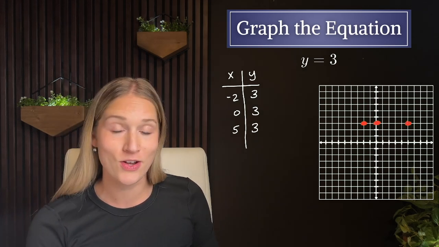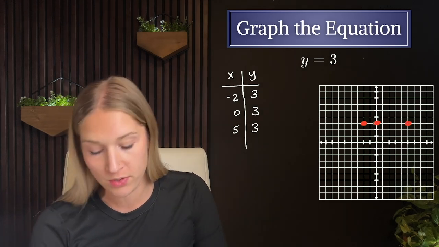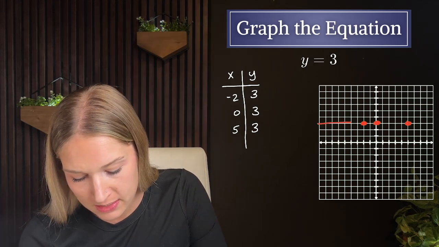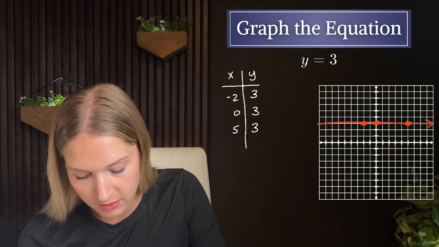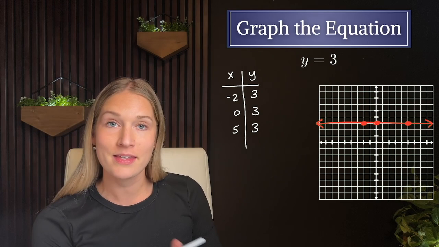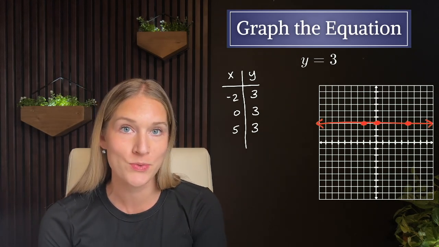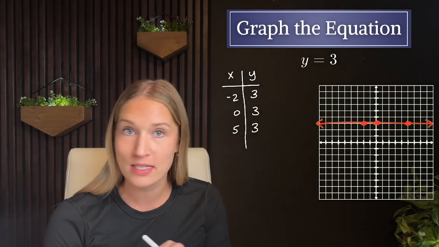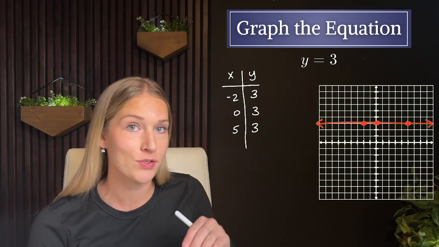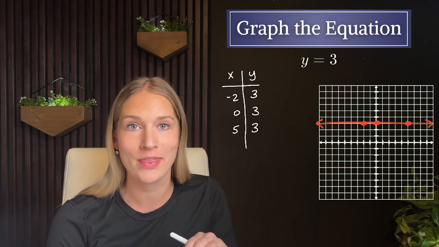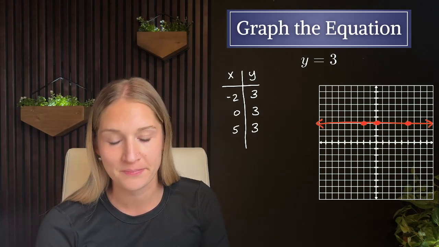Now you see that these are lining up together, but they make a horizontal line, which is a little bit different than we see normally. But that's fine. This is the graph of your equation y equals 3. Y is always equal to 3. We never go up, we never go down, we just stay on that 3 the entire time.